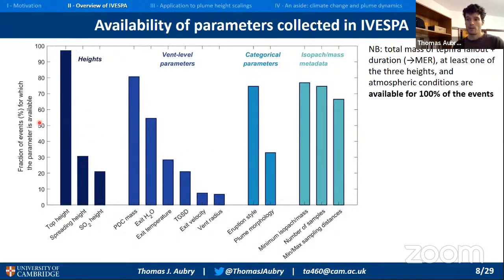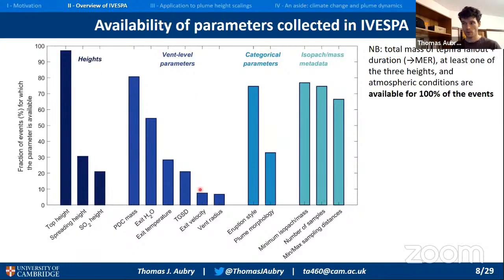First, if we look at the height, in contrast to other data sets, we don't provide a single height, but we clearly distinguish 3 types of height: either the top height of the ash plume, the spreading height of the ash plume, or the SO2 height. You can see that the top height is available for most of the events, I think all but 3. Whereas we have the spreading height and the SO2 height for roughly a quarter of the events in the database. But there is always at least one of these 3 heights available.